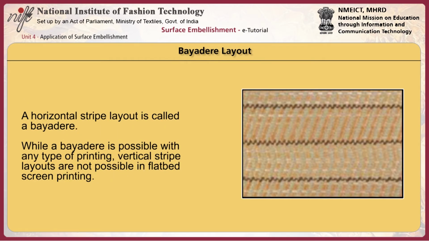A horizontal stripe layout is called a Bayadere. This need not be simply a geometrical stripe composed of straight lines, but may feature any type of motif arranged in a horizontal format. While a Bayadere is possible with any type of printing, vertical stripe layouts are not possible in flatbed screen printing due to the difficulty of matching up the stripes from one screen to another during printing.